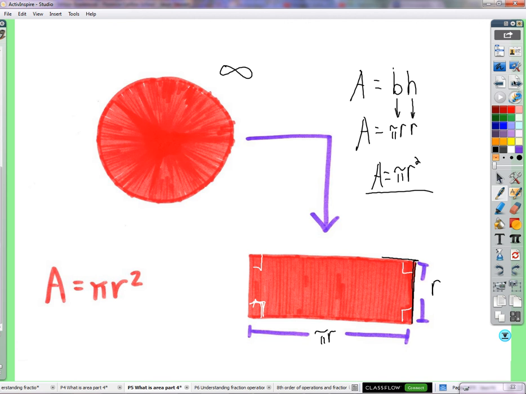So skinny that we get a 90 degree angle here and a flat side here, straight side there, and now we just have a rectangle. We can do base times height.